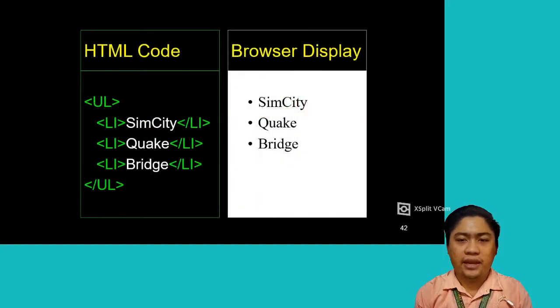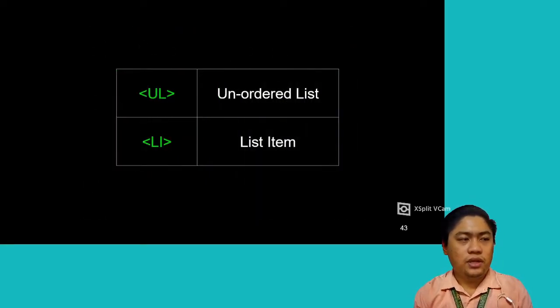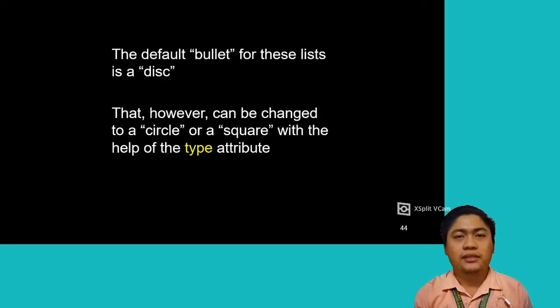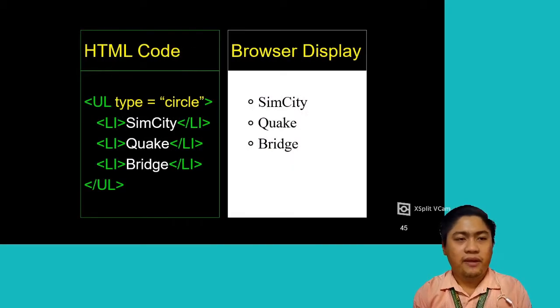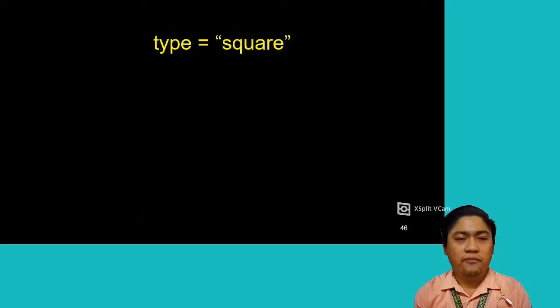Let's start first with the unordered list. In an unordered list, entries don't follow a specific sequence, and it displays the entries in a bulleted list using the UL tag. So the UL means unordered list and the LI means list item. The default bullet for this list is a disc. However, it can be changed to a circle or a square with the help of the type attribute. For example, we have the UL type equal to circle. Now, as you can see, the disc or the default bullet type was changed into a circle.